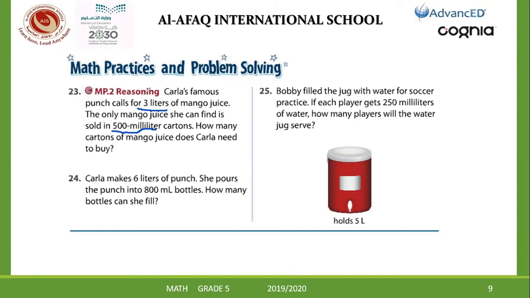Yes, 3000. So here we can replace 3 liters by 3000. So she wants now to buy 3000 milliliters. Okay? So here milliliters. But if each carton has 500 milliliters, to get the number of the cartons, you get it by which operation?